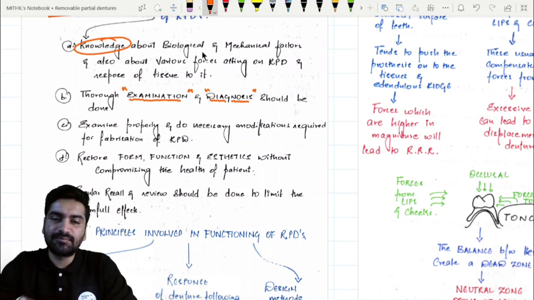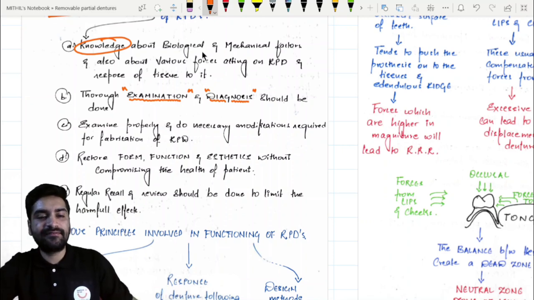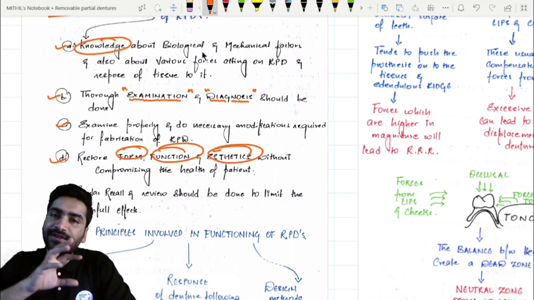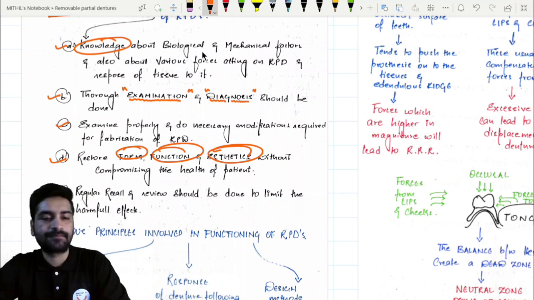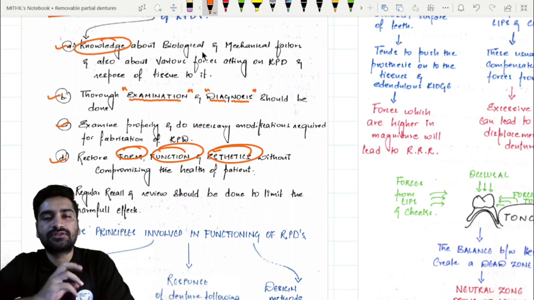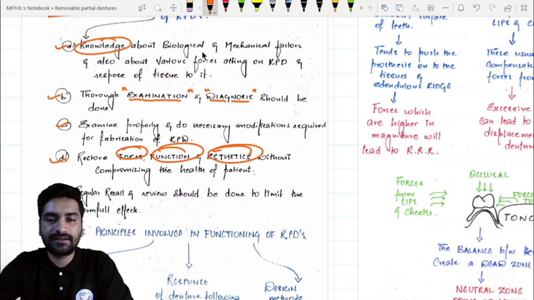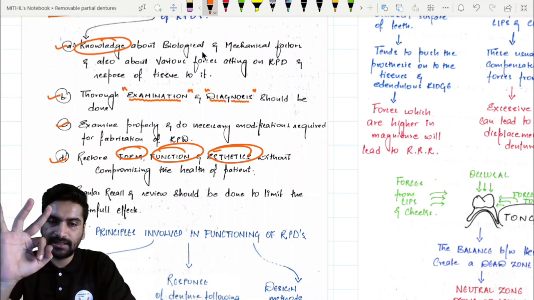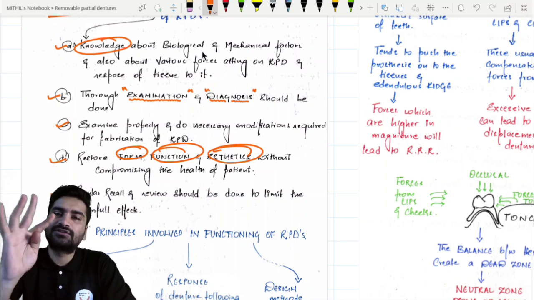Next, it is important to restore the form, function and aesthetics without compromising the health of the patient. So always keep in mind that whenever we are fabricating a prosthesis, it should restore the form, function and aesthetics without compromising the health of the patient. And lastly, once you are done with your treatment, regular recall and review should also be done so that you can evaluate if there is any harmful effect happening due to that prosthesis. Five points: knowledge, thorough examination and diagnosis, examine properly and do necessary modifications, restore the form, function, aesthetics, and regular recall and follow-ups.